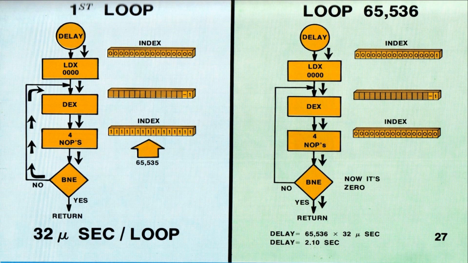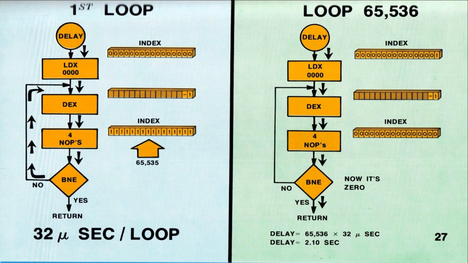At the left, we see our delay subroutine on the first loop. The first instruction is to load the index register with zeros. Then we decrement the index register with a DEX instruction. Now the index register contains all ones, or the binary equivalent of 65,535. 4 no-ops are next, and they are included simply to slow down the process. Now we test to see if the index register is 0. It's not, so the program loops back and runs through again.